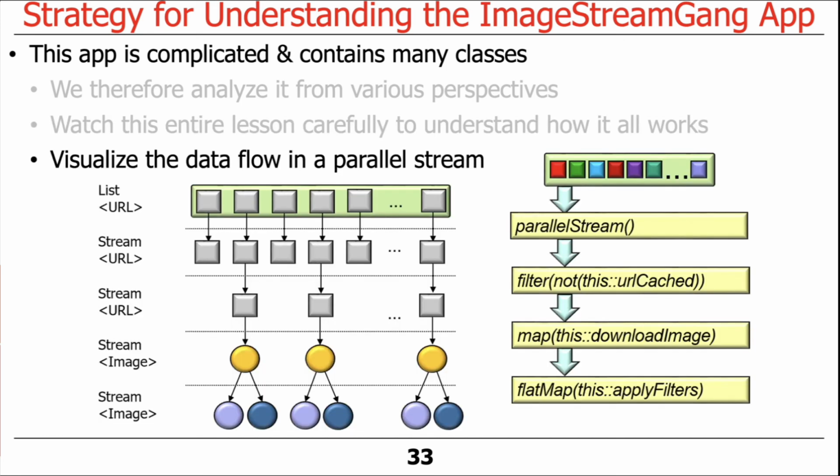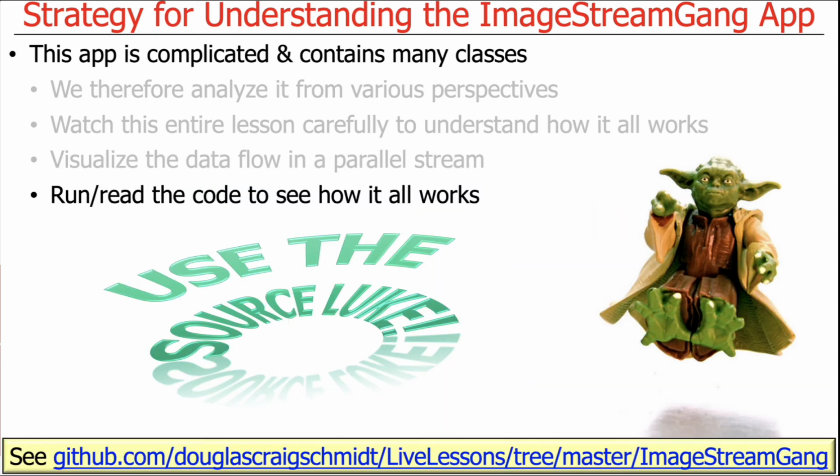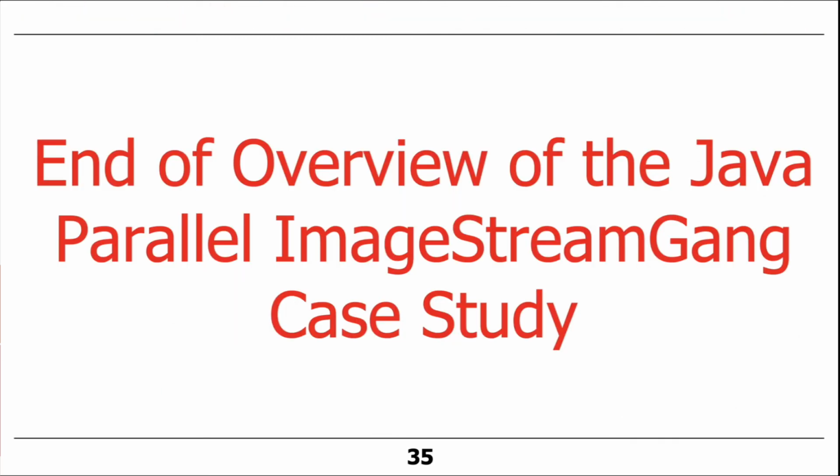Something else we're going to do is visualize how things apply in the context of streams. I love to visualize stuff, so this will help you to see the big picture of what's going on as data flows through the different stages. But ultimately, you have to read code at some point, so that's a good thing to get in the habit of doing as well. Okay, so that's an overview of the ImageStreamGang case study. We will now start looking at it in more detail and see it from different perspectives.